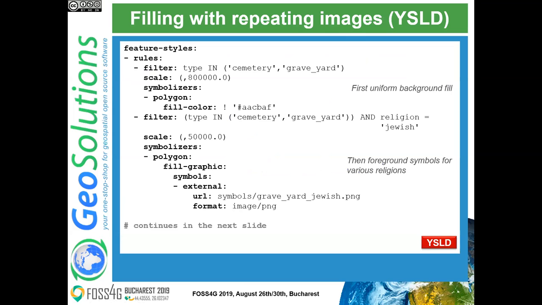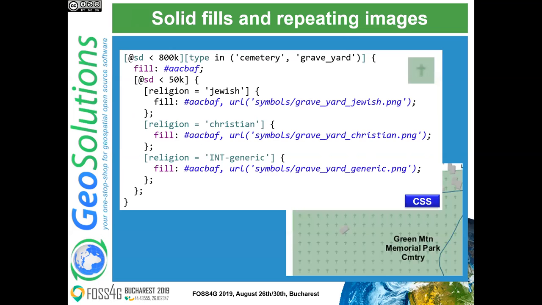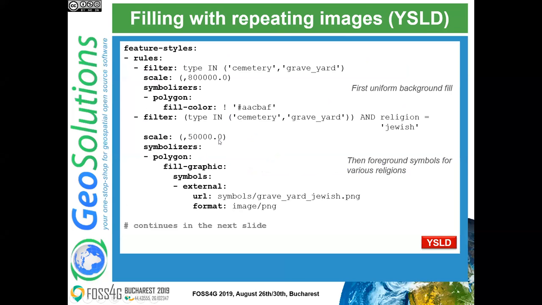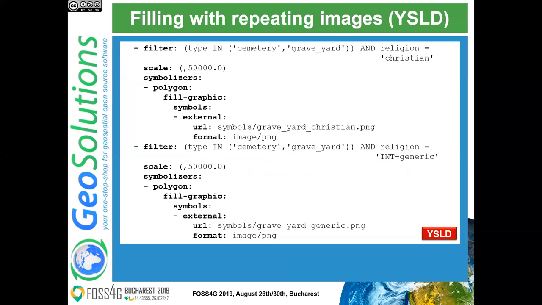It's also possible to do the same in YSLD. It's just that it's going to be significantly more verbose because I cannot use cascading. So here I'm basically doing specializations. There I need to create multiple rules for it. And each one of them is going to be a bit more verbose. So what was fitting in one slide in CSS fits in two in YSLD.